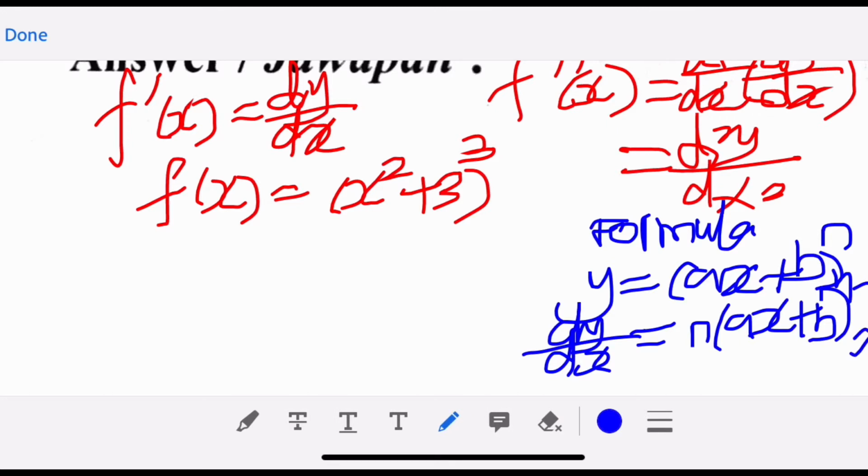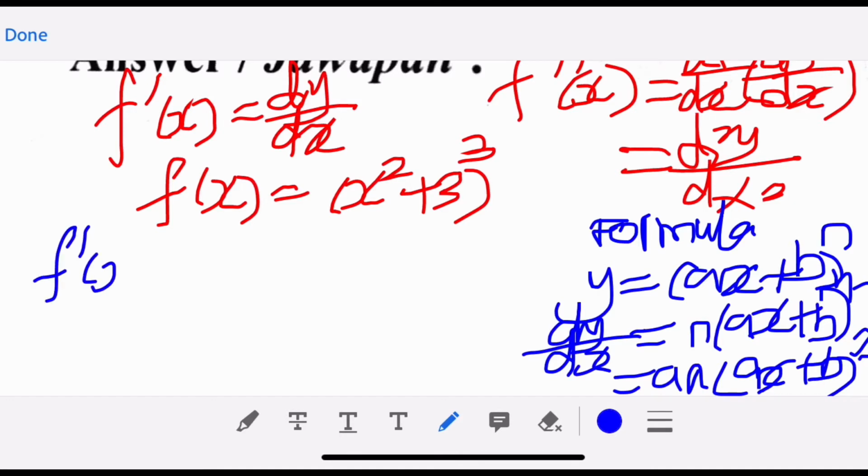This is a step that many students forget. So remember, you have to times the coefficient of the x. Okay, so we will use this formula once we see the y is given a power which is more than 2, or negative sometimes.